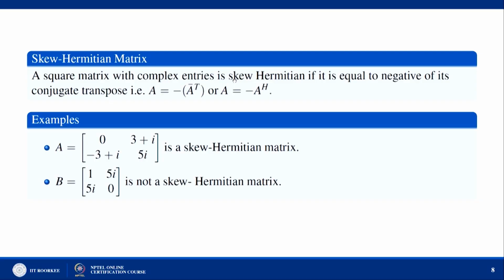Now, for skew Hermitian matrix, a matrix with complex entries is called skew Hermitian if A conjugate transpose is equal to minus of A. So, what are the properties of the skew Hermitian matrices? You see here A bar transpose is equal to minus A. That means first, the diagonal elements: this is equal to minus of a_ii for all i, and this means a_ii for all i are either 0 or purely imaginary.